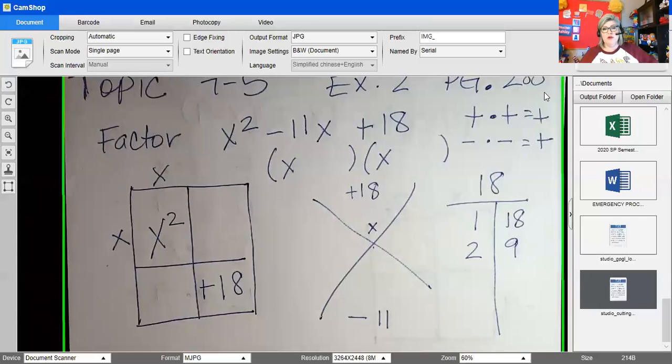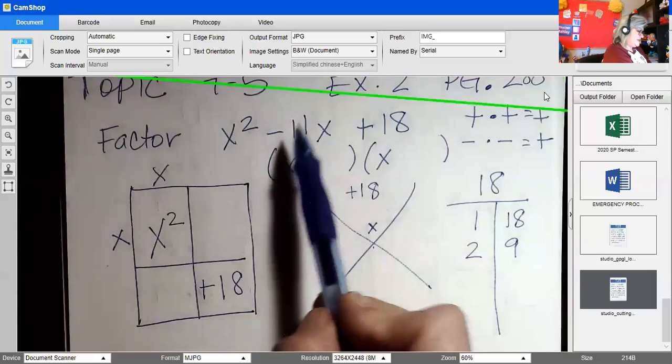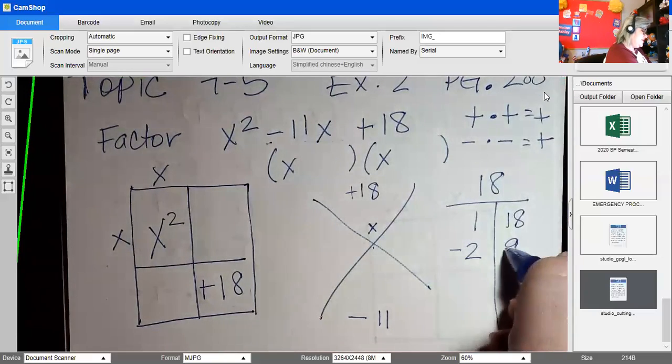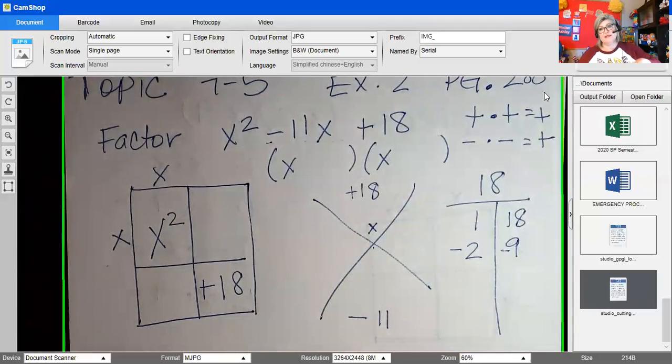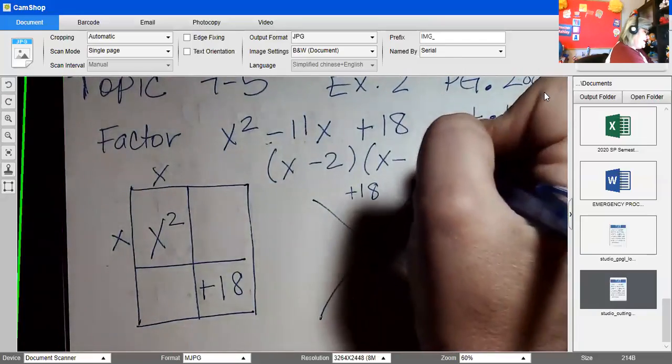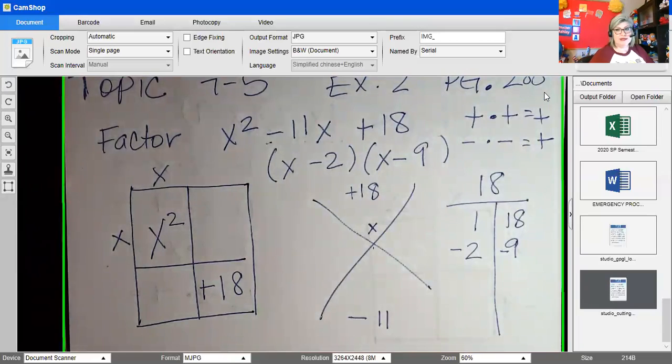Well, if we want a negative 11x right here, then this 2 and 9 are going to have to be negative, because 9 plus 2 is 11, and to make them a negative, it's going to have to be negative 2 plus negative 9, which would equal a negative 11. So our solution is x minus 2, x minus 9.